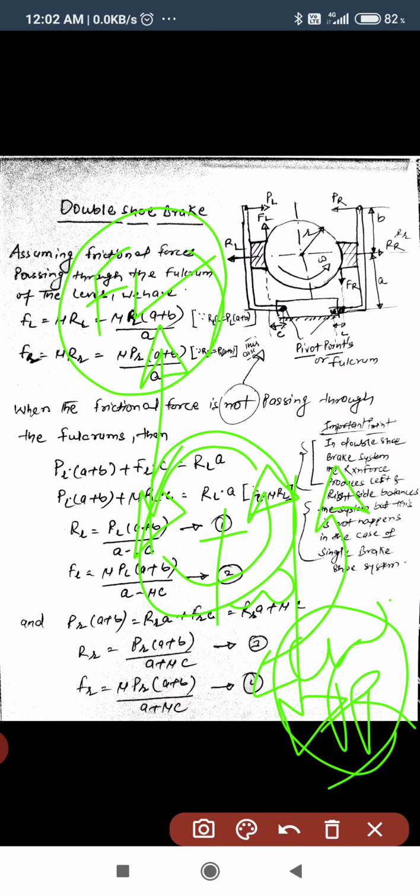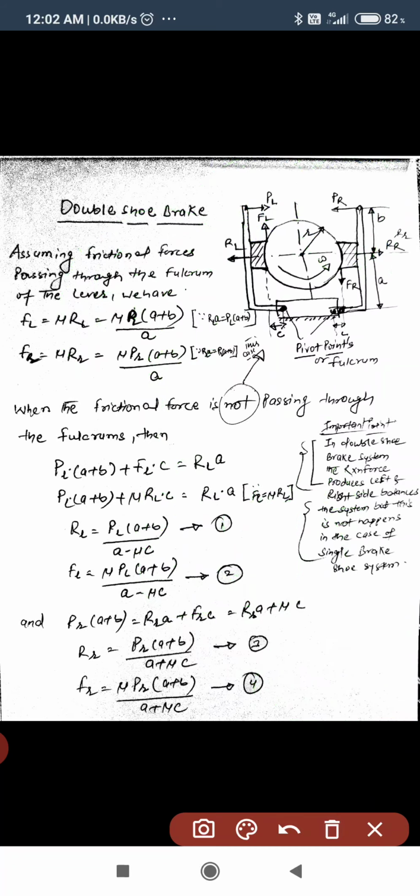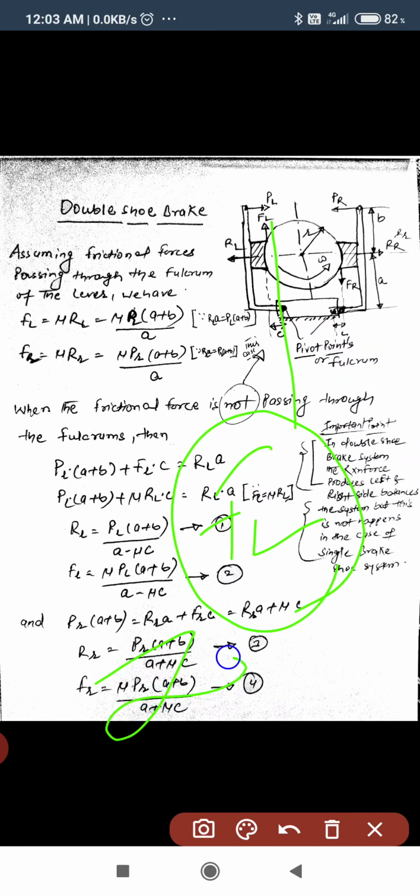And the drum is rotating anti-clockwise, and PL is the effort applied from left, and PR is the effort applied from the right side, and the respective distances are given on the right side, A and B, below and above as shown in the figure, and r is the radius of this drum. So first, assuming the frictional force passing through the fulcrum, and this is the fulcrum. When it is passing through the fulcrum, the moment created by the frictional force is 0.